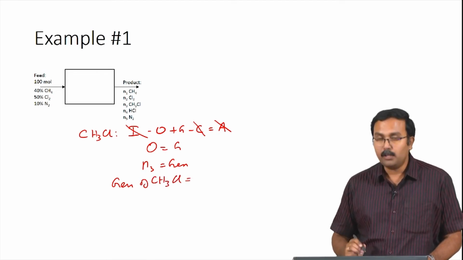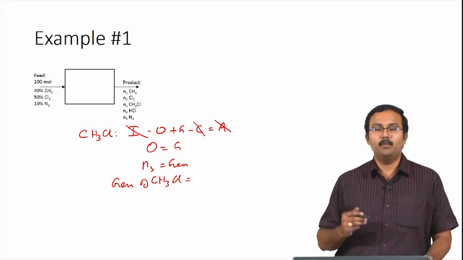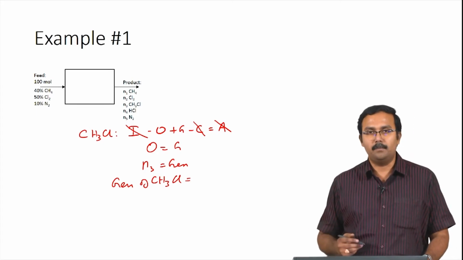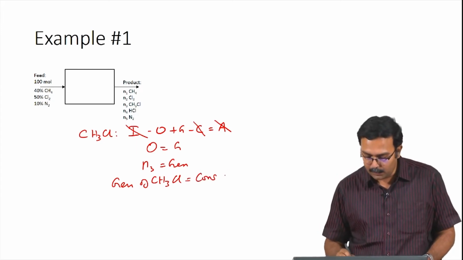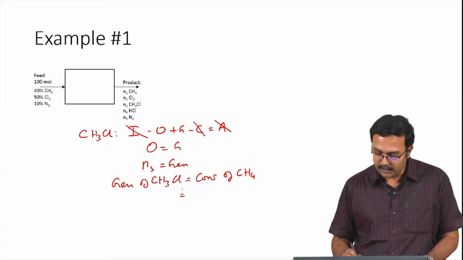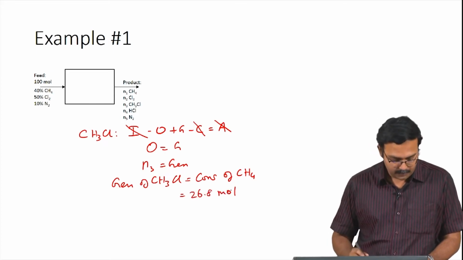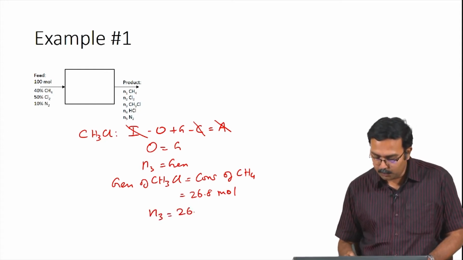Based on the stoichiometry, we know that for every mole of methane consumed, 1 mole of CH3Cl is formed, which means generation of CH3Cl would be numerically equal to consumption of methane. Thereby, generation of CH3Cl is given as 26.8 moles. So, this means we end up with N3 equals 26.8 moles.